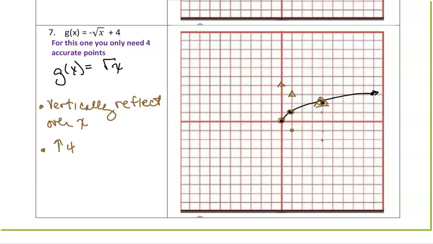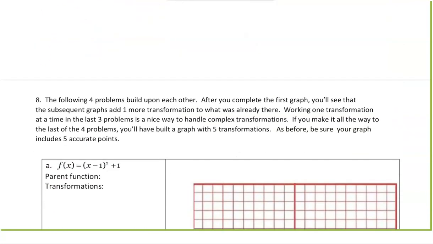Okay, and then go to the next point, which is all the way over here. If I vertically reflect that, I'm going to be 1, 2, 3 up, 1, 2, 3 down, and then go up 4. 1, 2, 3, right there is 4. Okay, so we're going to go like this. And this goes forever and ever that way. Just like that went forever and ever that way. Okay, so those are those types.